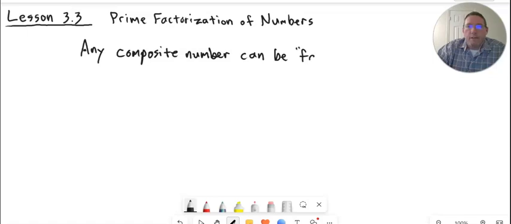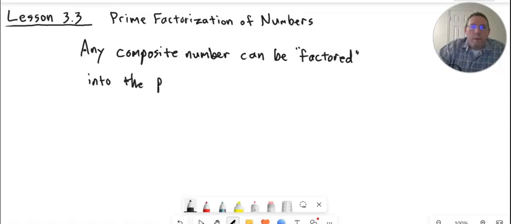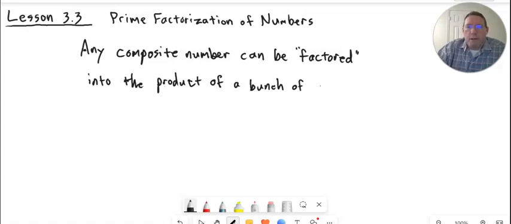The word here is factored. That means divided down into. Can be factored into the product of a bunch of prime numbers. This is not a technical term, a bunch of, just that's the way I want you to think of it. A bunch of prime numbers, okay?